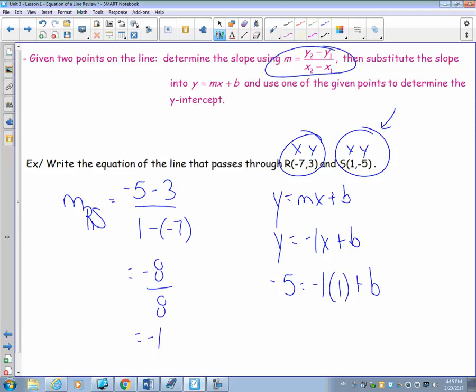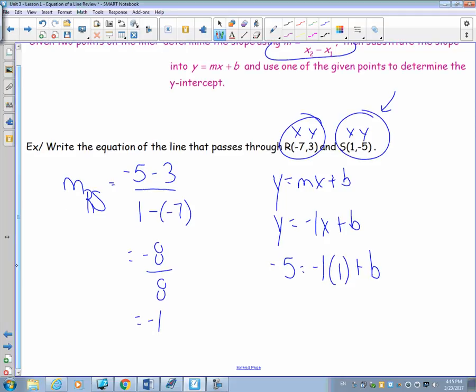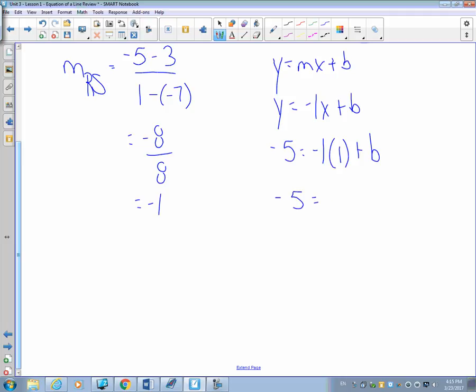I want to solve for b. So at this point, it's the same stuff we've been doing. Get rid of your bracket, rearrange it, put them together, and you got your b. So our equation is y equals -1x minus 4. Okay, so 2 points in some ways is actually easier than 1 point. It's a little bit easier to think about.